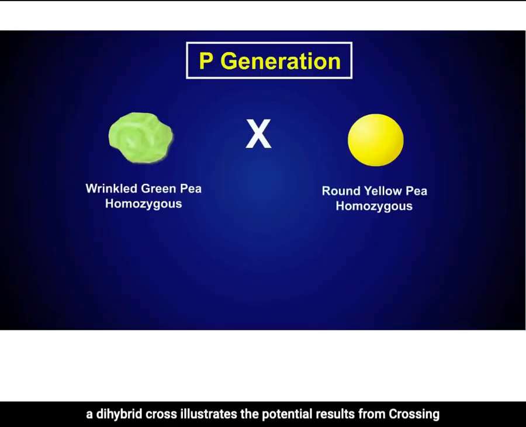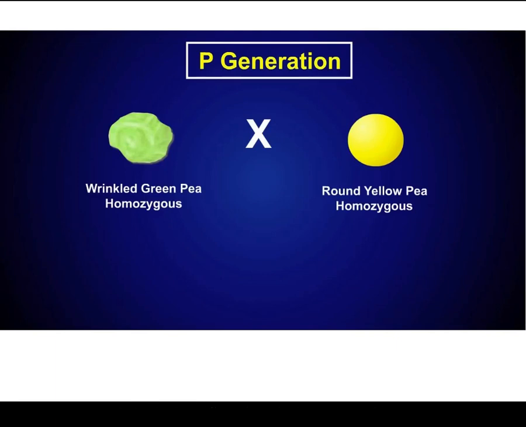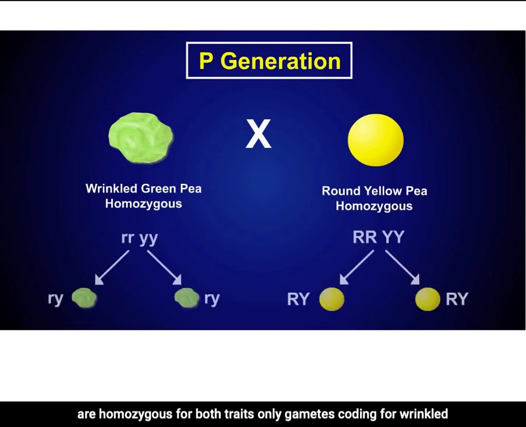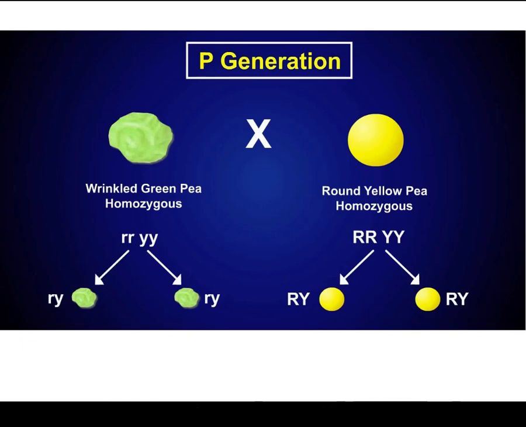A dihybrid cross illustrates the potential results from crossing individuals that differ in regard to two traits. In this case, the parents, or P generation, differ in both pea color and shape. A plant homozygous for wrinkled green peas is crossed with a plant homozygous for round yellow peas. Because both parents are homozygous for both traits, only gametes coding for wrinkled green peas or gametes coding for round yellow peas are produced.